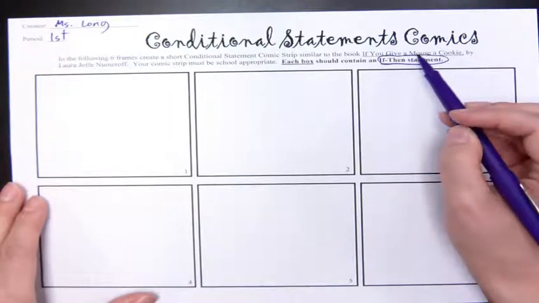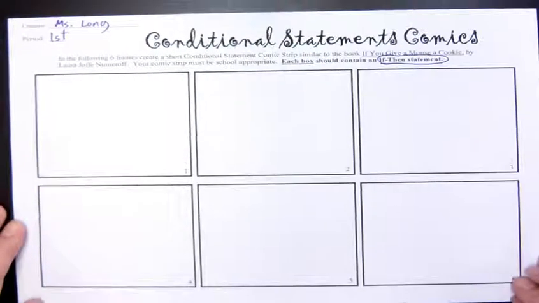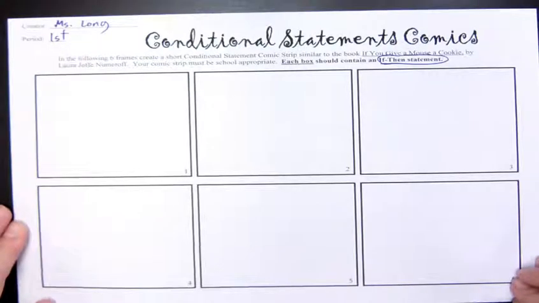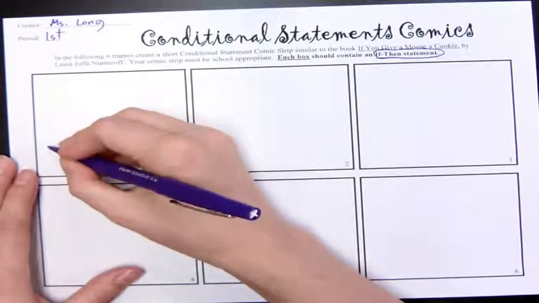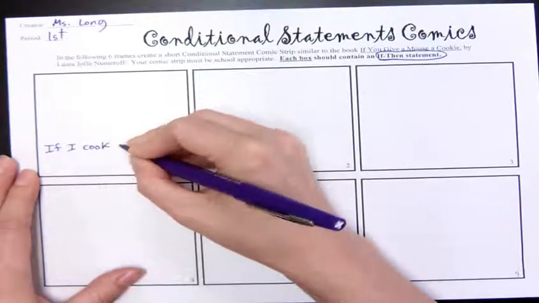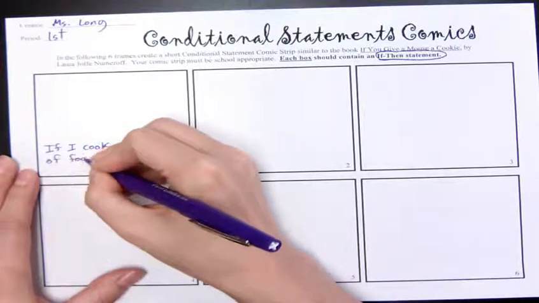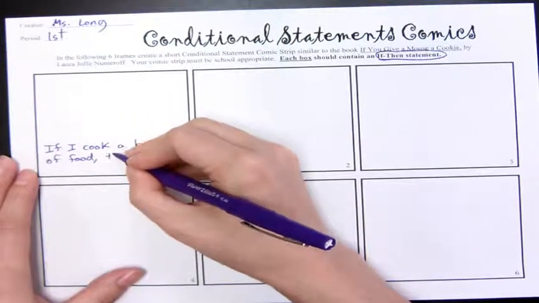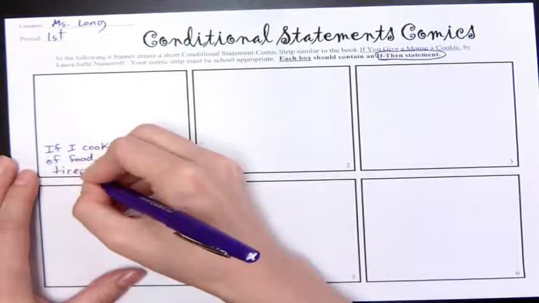So you're doing it kind of like the If You Give a Mouse a Cookie that we watched the video of. So if I want to write, what topic should I write about? My dogs? School? Okay. Do something that you don't like. Cooking. I like cooking. Okay. If you give a cookie. So if I cook a bunch of food, then I want to eat. Then I am tired. Cooking's a lot of work. Okay.